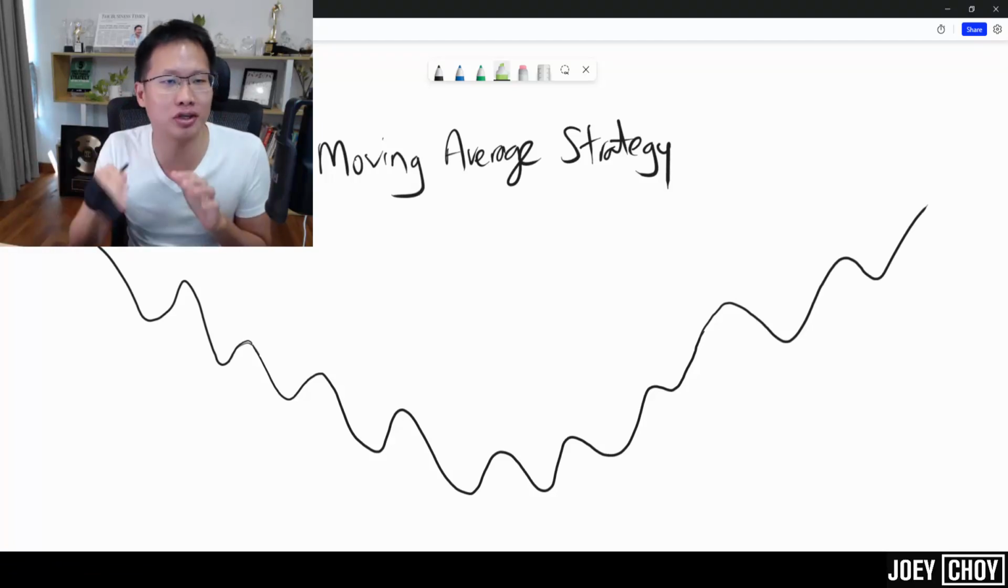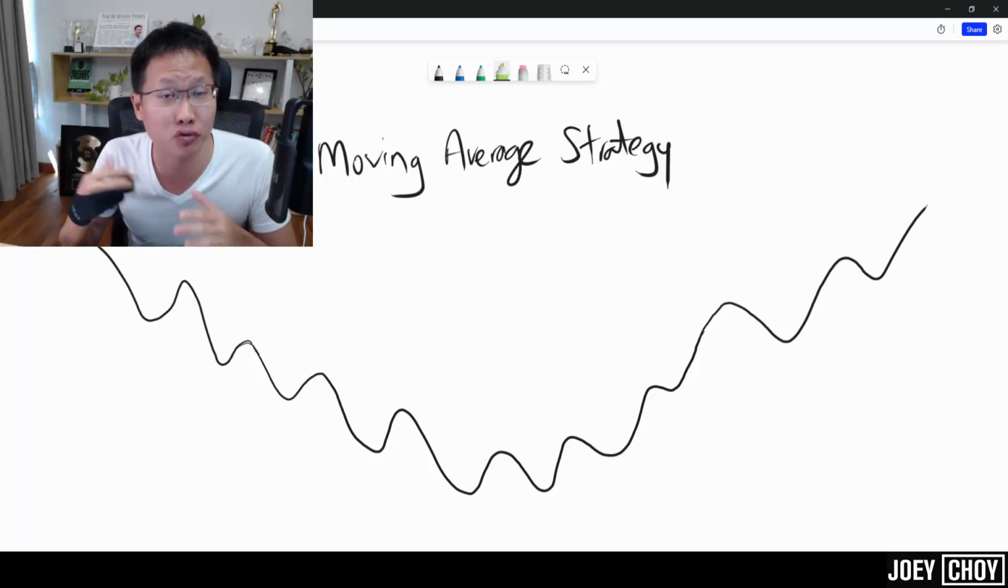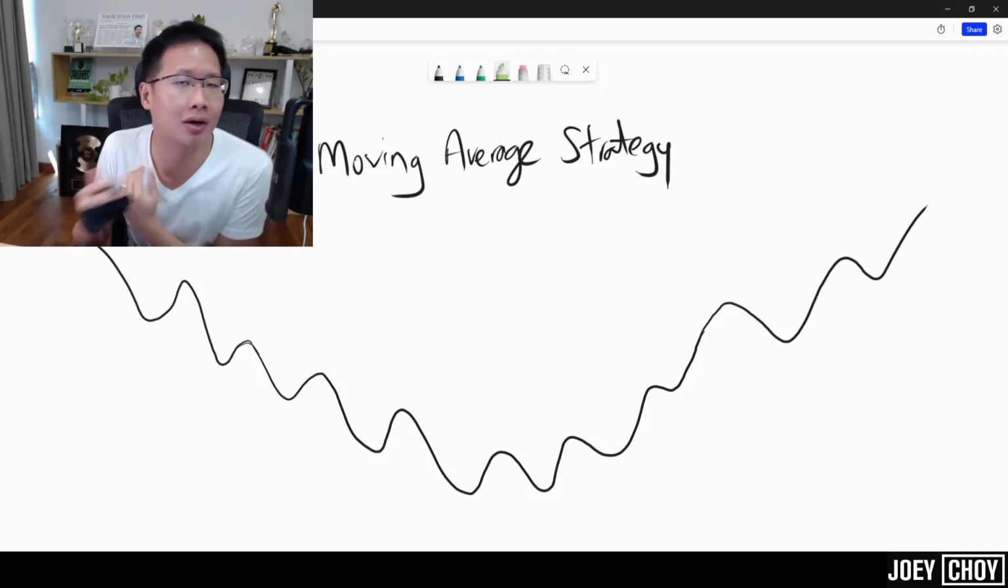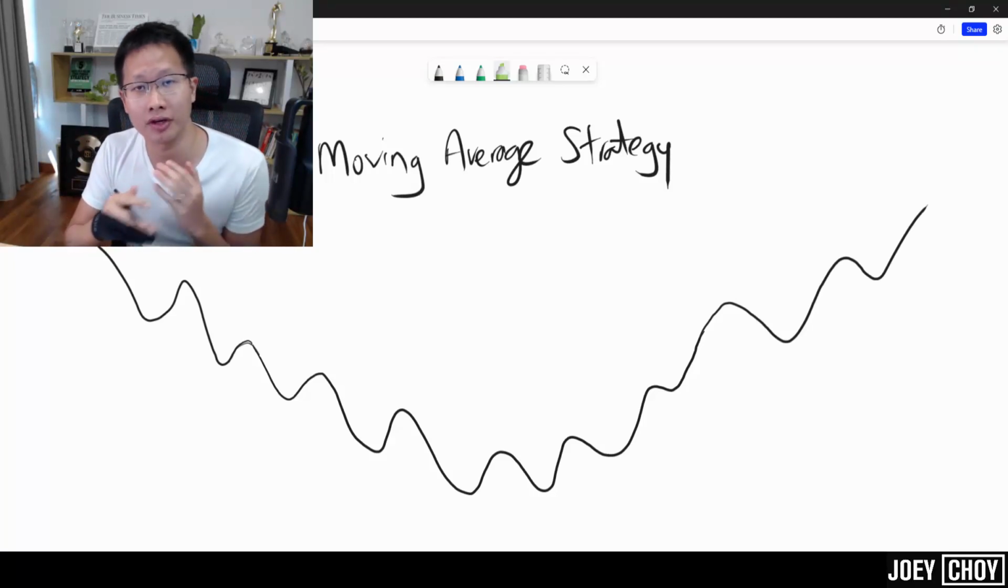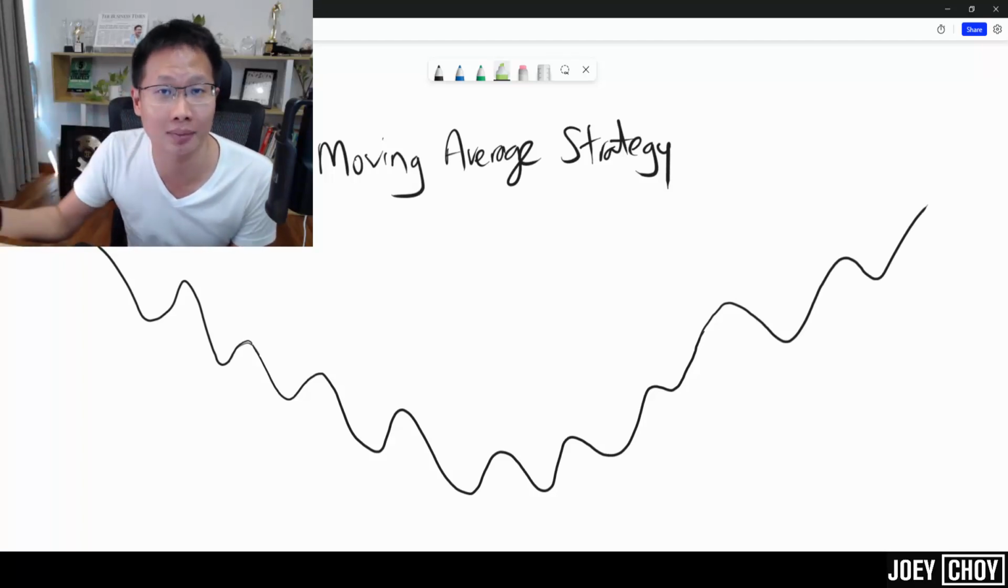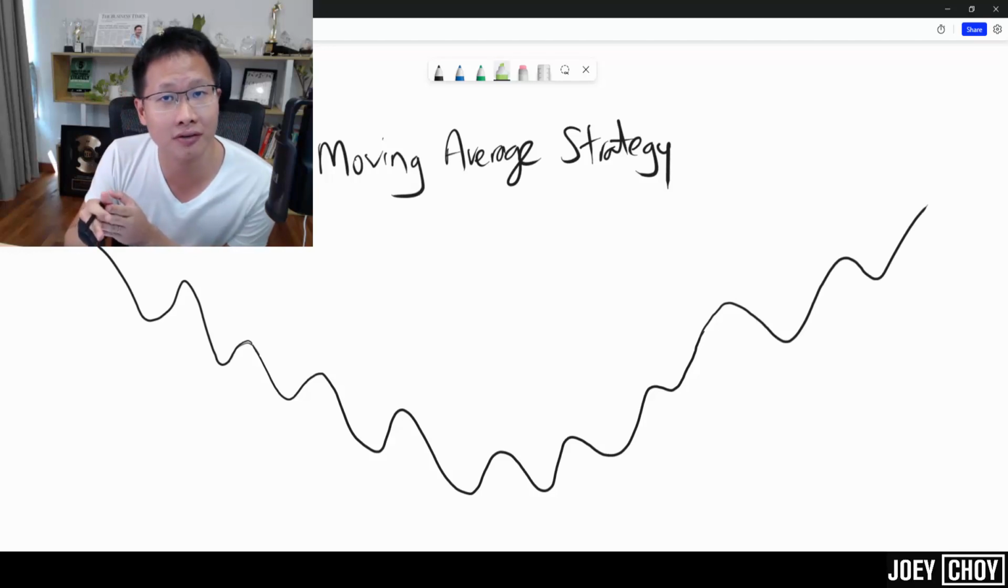All right, so let's dive into this moving average strategy right now on this diagram. I've drawn these prices right now. That's pretty much how a stock will go, moving down, down, down, and then potentially starting to turn up, and then eventually turning up. This is what we call a reversal from a downtrend to an uptrend.